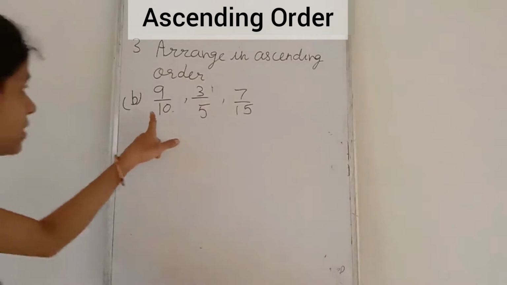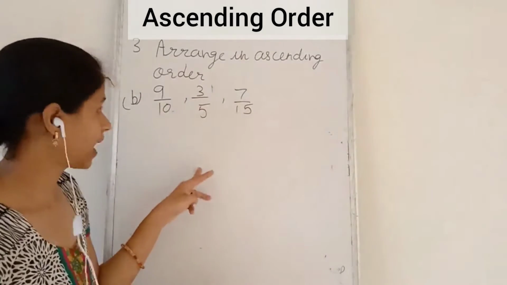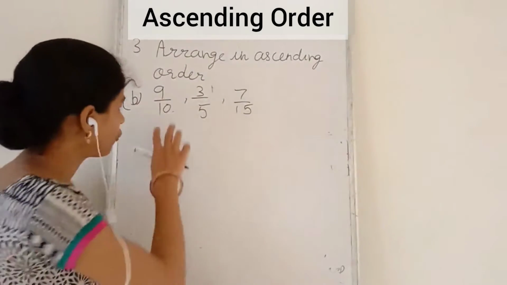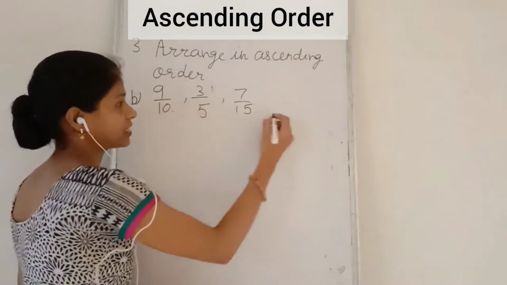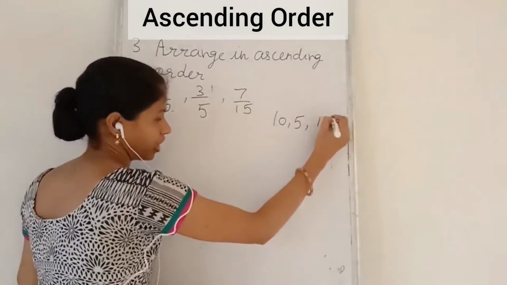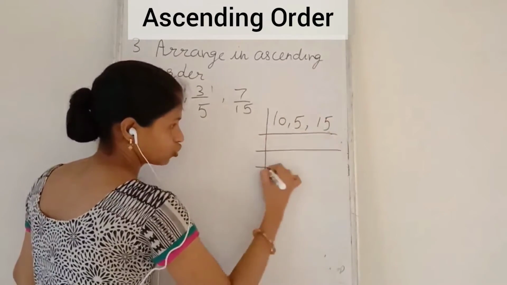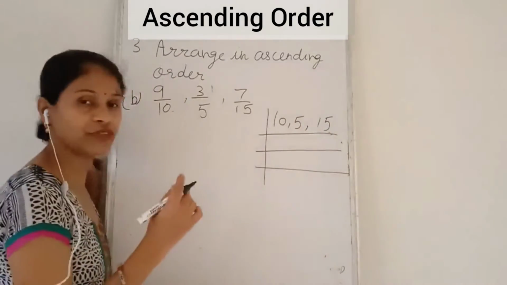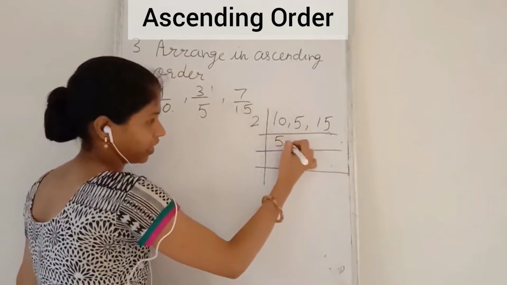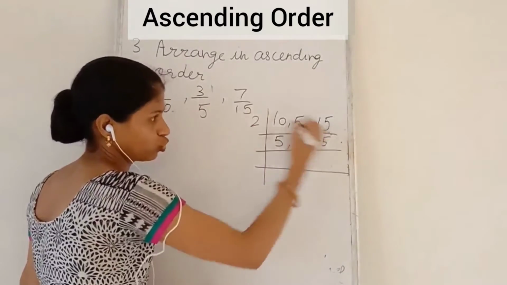Now as you can see, the denominators are different. So in this case we will apply the method of LCM. First we will take the LCM of 10, 5 and 15. It means we will take the LCM of the denominators. In the method of LCM we will start from 2. 2 5s are 10, and no other number will be divided by 2.